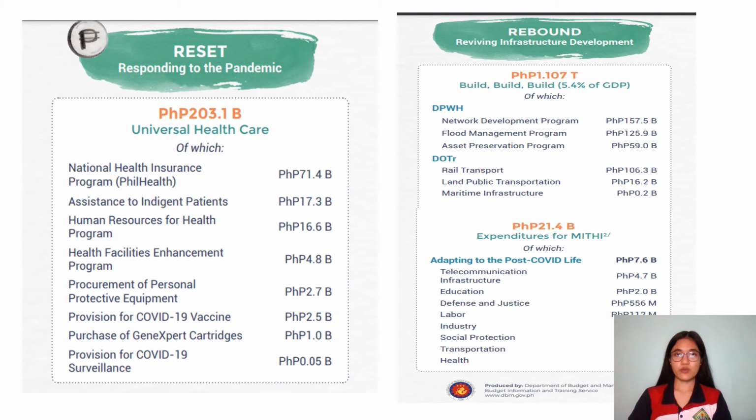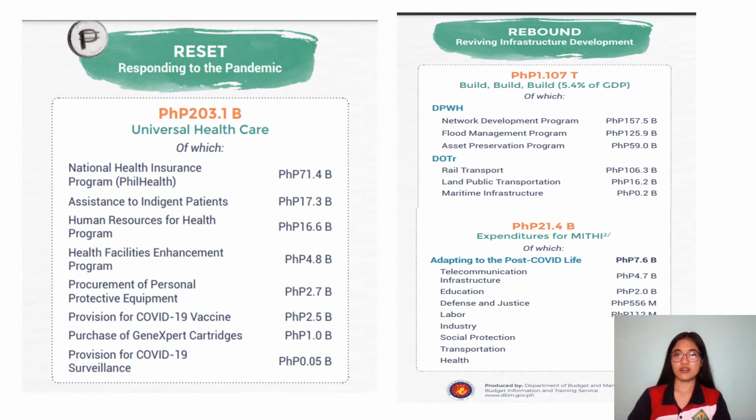The 2021 spending priorities is divided into three. First is reset, responding to the pandemic. So it pertains to universal health care. As you can see in here, we have the provision for COVID-19 vaccine, procurement of personal protective equipment, and of course, the National Health Insurance Program.